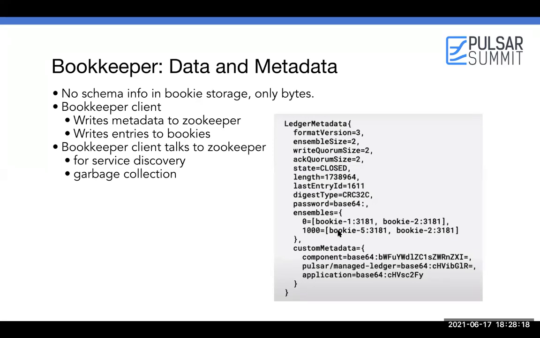As part of the second ensemble, what is the range of entry IDs you can find in these bookkeeper ensembles. And then there is some custom metadata where Pulsar stores the topic to which this ledger is bound here.